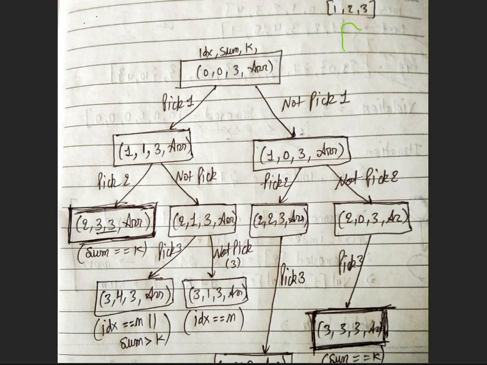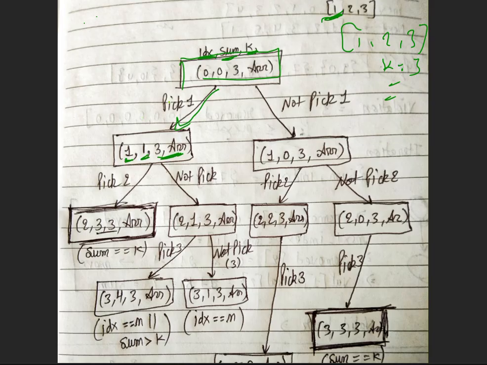So our array is 1 2 and 3, and our k is also 3. Initially we have called the function with index equal to 0, sum equal to 0, k is 3, and array. So suppose this is a calling. Now the first case is pick the first element, pick 1. If we pick 1, we increase the index by 1, our sum increases from 0 to 1, and k and array will remain the same, right?